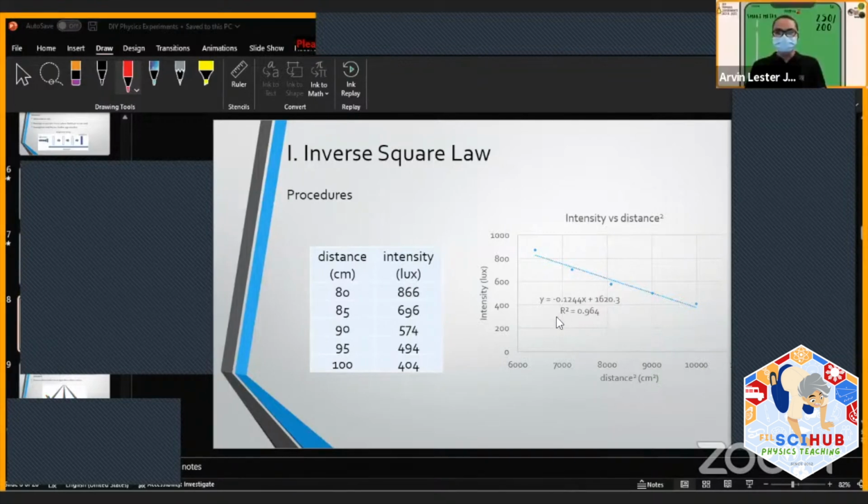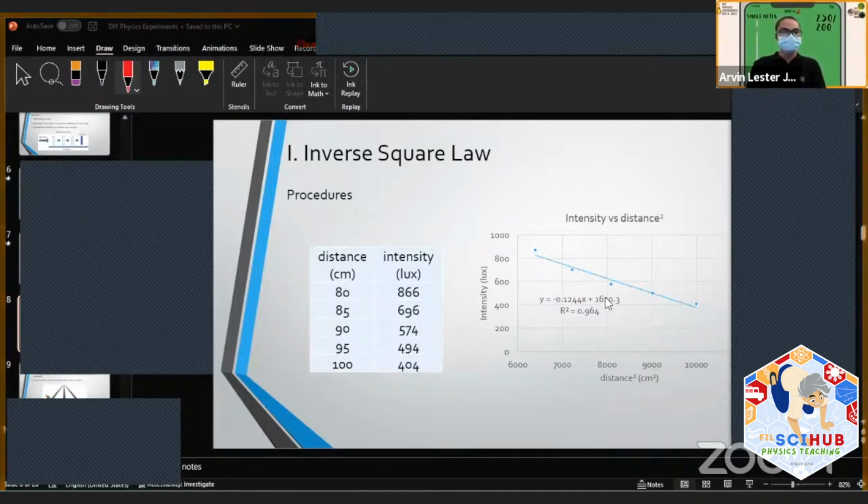And I also put a measure here, sir, an r squared of 0.964, which means that the relationship is fairly linear. Something like that, maybe. But yes po, you are right, sir. Your suggestion is very useful.